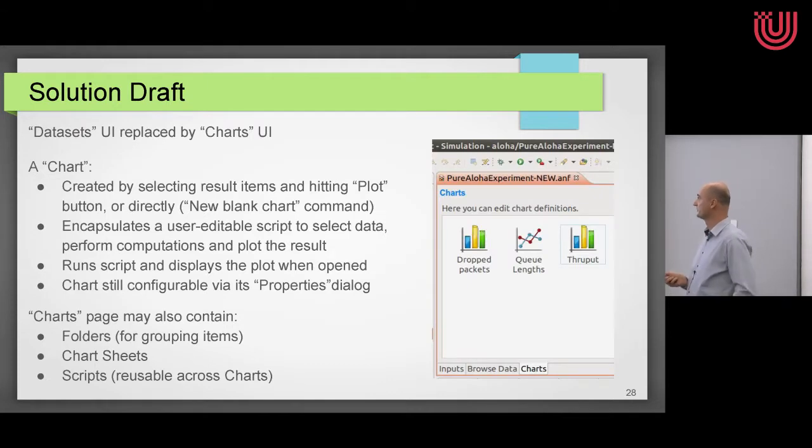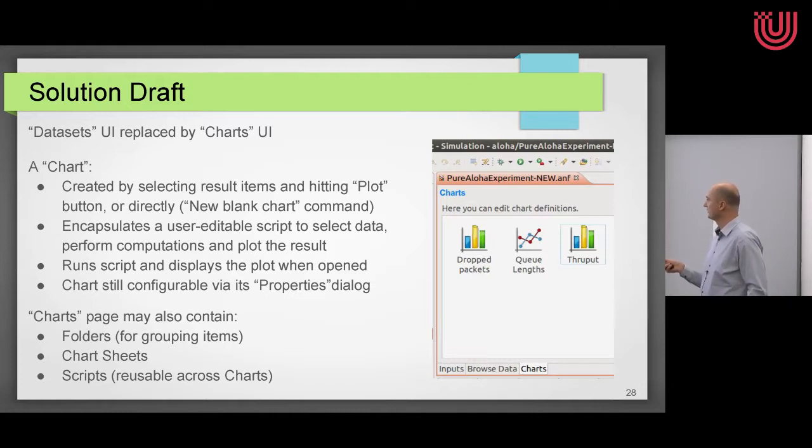How do we do that? We scratch the dataset-based user interface and we just add simple charts, which are like icons in a file browser. And what happens when you double click on a chart? A new page opens and the chart is drawn. You can create a chart in the usual way, like selecting some vectors and hitting the plot button, or you can create a new blank one and then configure it.